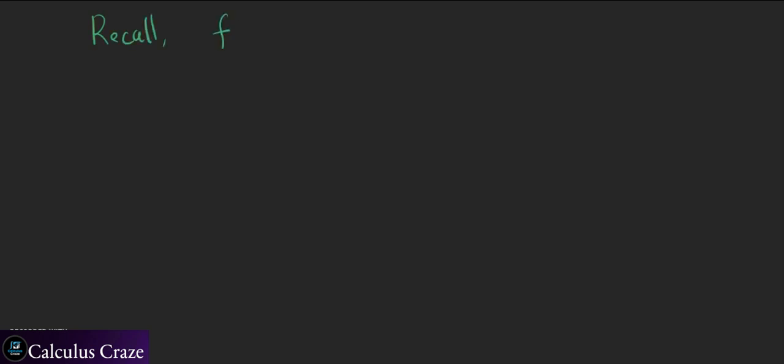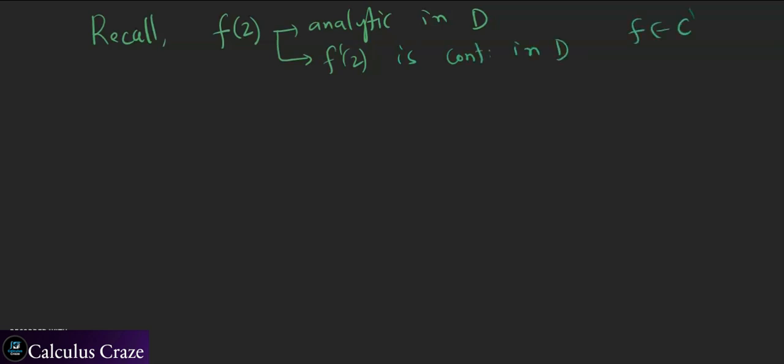we had a function f of z, and we assumed that it is analytic in domain D, and its derivative is also continuous in D. So in other words, f was from C1 of D. Like C1 class, it was continuous and its derivative was continuous. And of course, we had assumed that D is a simply connected domain. Okay. So what basically does the Cauchy-Goursat theorem state?